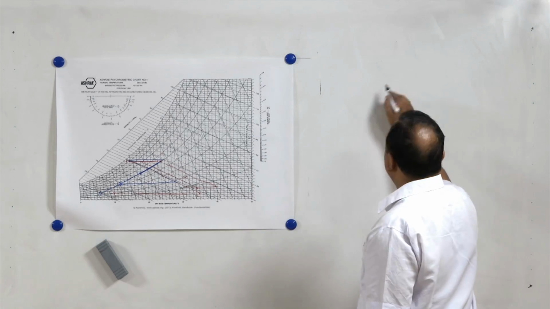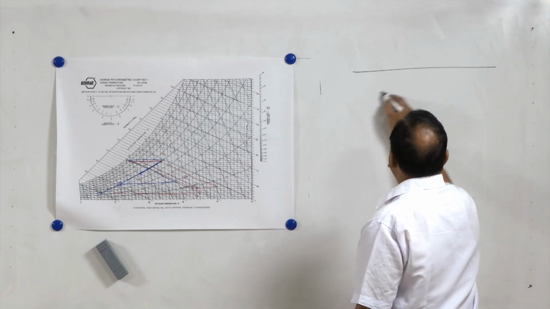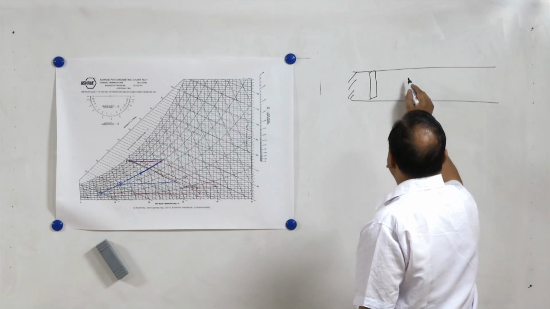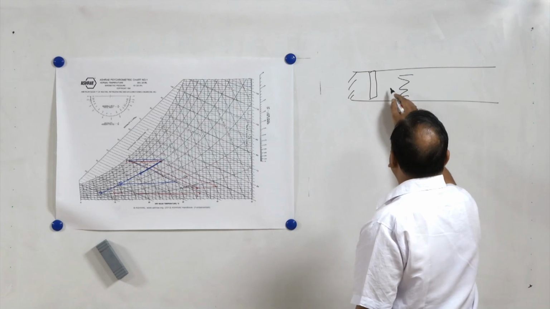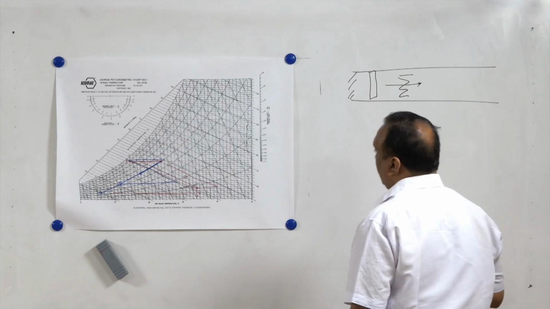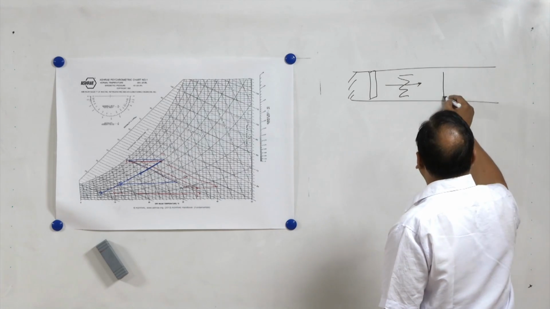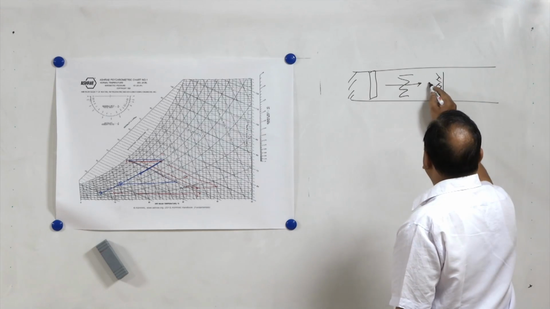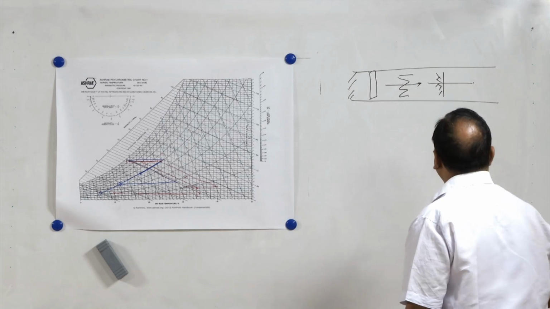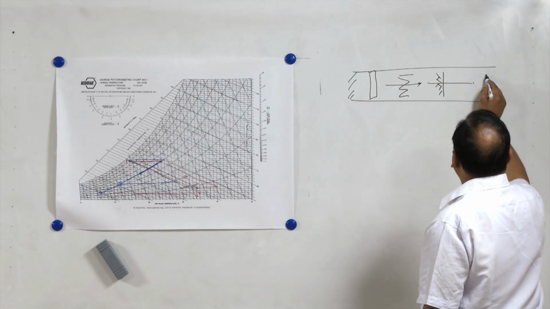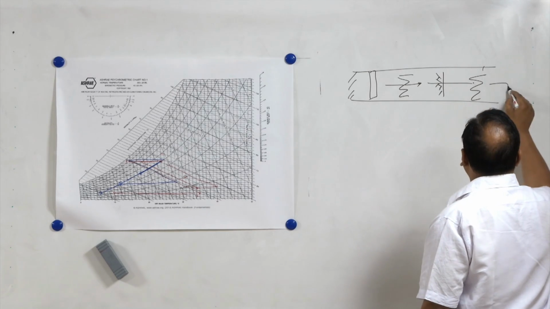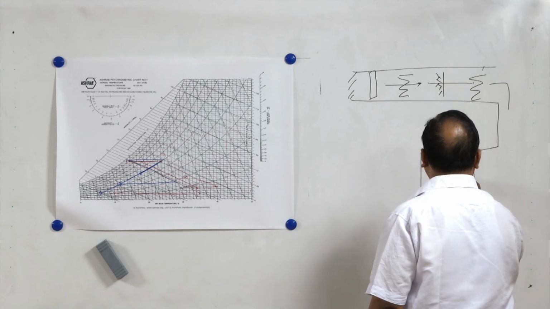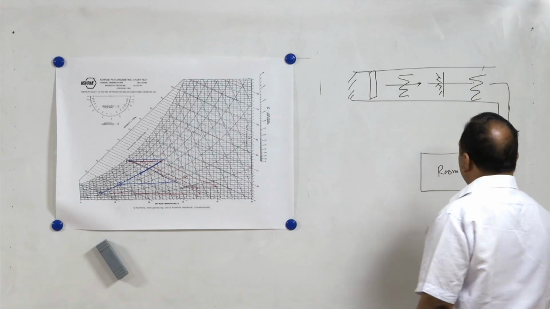Initially, there is a duct, it has dampers and a filter. Then there is a heater which is heating the air. After the heater, there is an air washer. After the air washer, again there is a reheater, and after the reheater, the air is supplied to the room. Air is supplied to the room.